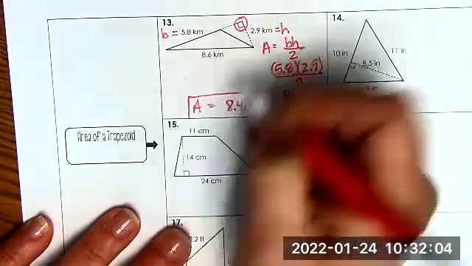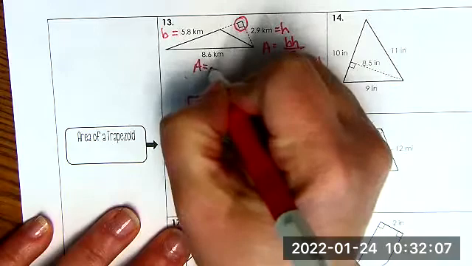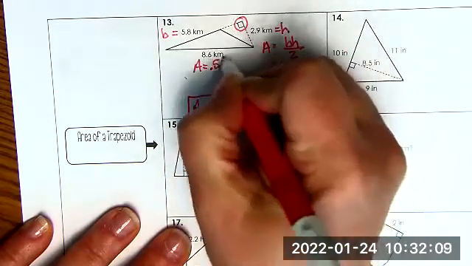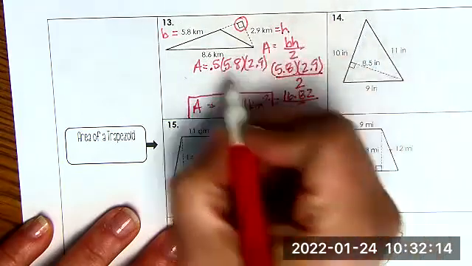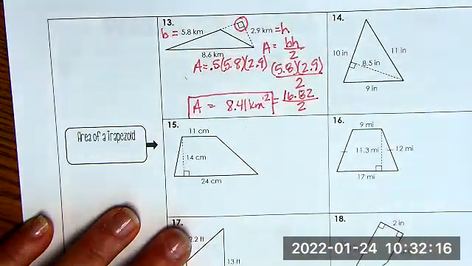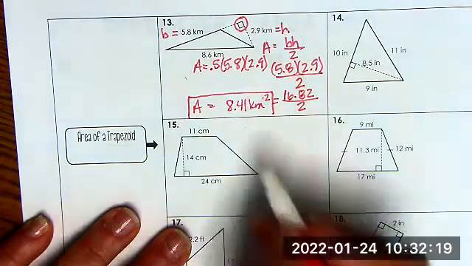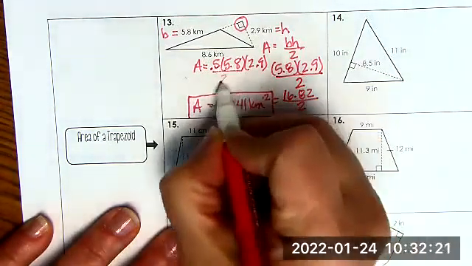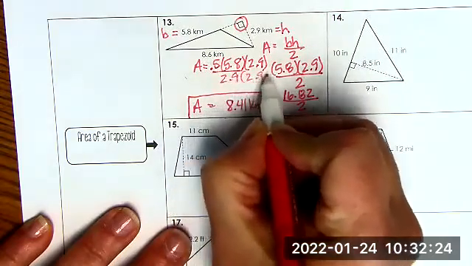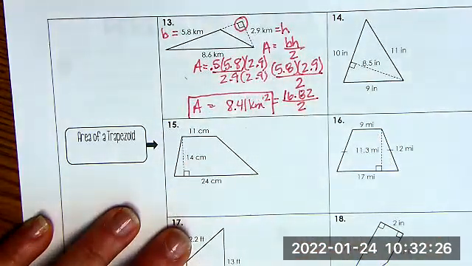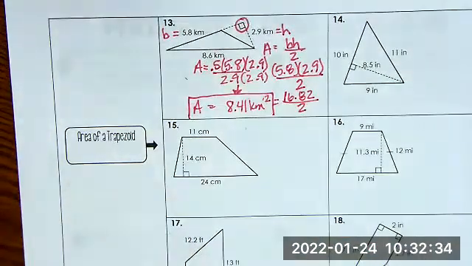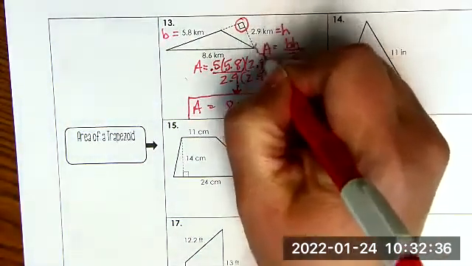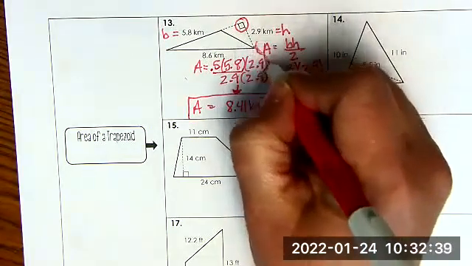Now, real quick, you can also work this as 1/2 is the same as 0.5, correct? So I could do 0.5 times 5.8 times 2.9. And when I do that, and we get 8.41, just so you can see that there is more than one way to work this problem.